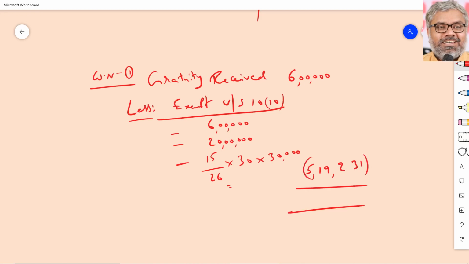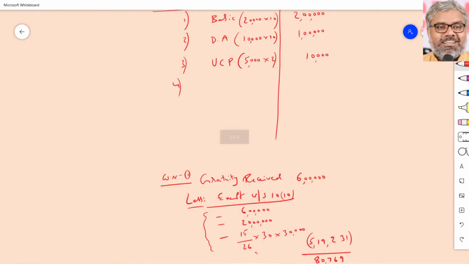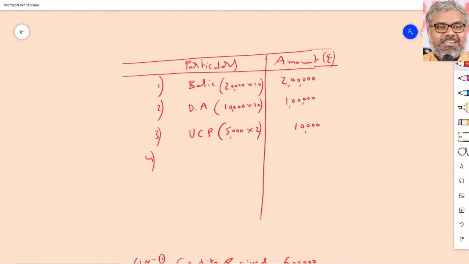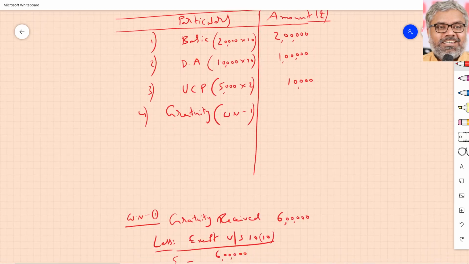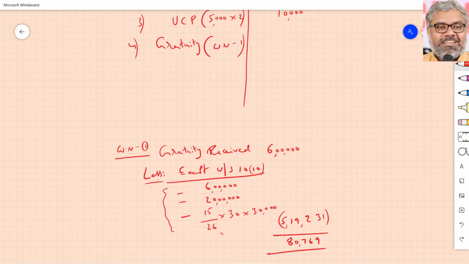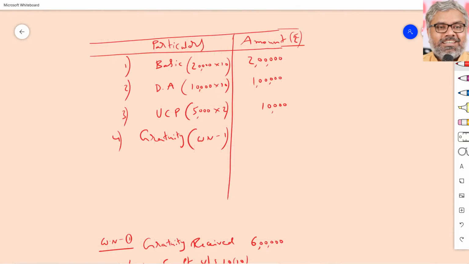So 5 lakhs 19,231 is the gratuity exemption, because that is the lower of all the three, whichever is lower. Then how much will be the taxable gratuity? 80,769. This you have to take to the main answer. So gratuity, in the bracket, working notes 1. How much is that? 80,769. That's it. That was about gratuity.